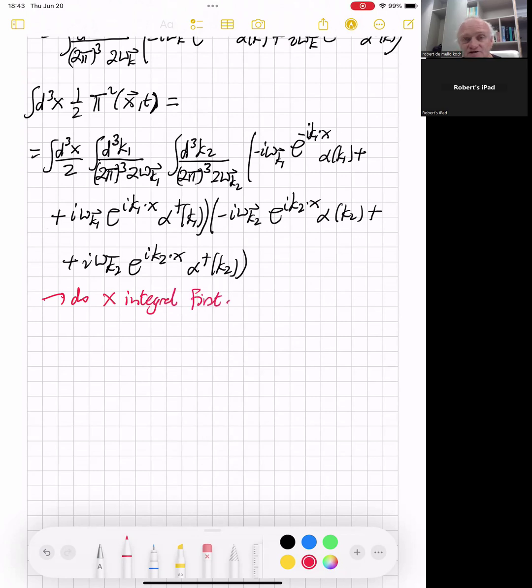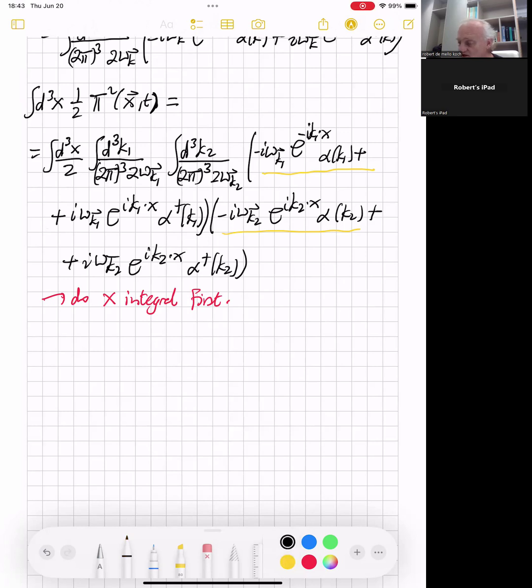And how many different terms are there? Well, I've got a bracket with 2 terms multiplied by a second bracket with 2 terms. So I should take the first term multiplied by the first term, the first term multiplied by the second term, the second term multiplied by the first term, and the second term multiplied by the second term. I am only going to do with you the first term multiplied by the first term. After you've seen how this one is done, you'll be able to do all of the remaining terms. So let's just do this term first.